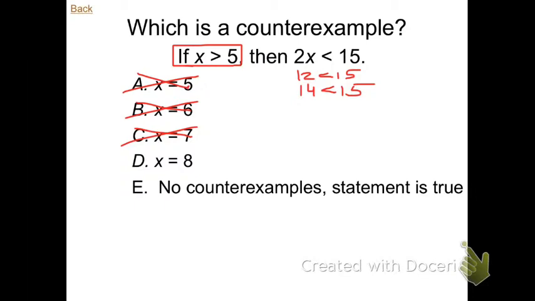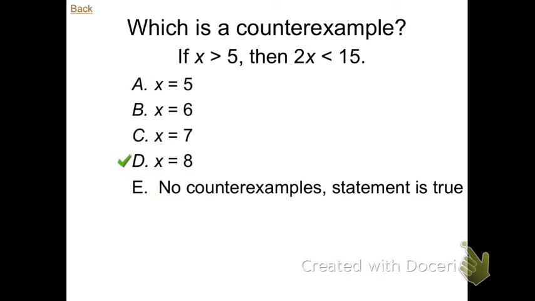We need a value for x that satisfies the hypothesis, but that makes the conclusion not a true statement. So x equals 8, 16 is not less than 15. So answer choice D is our answer.